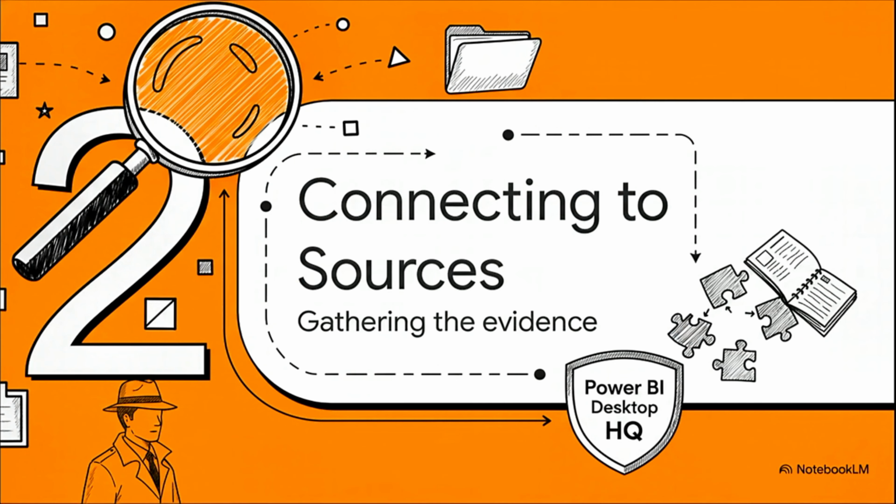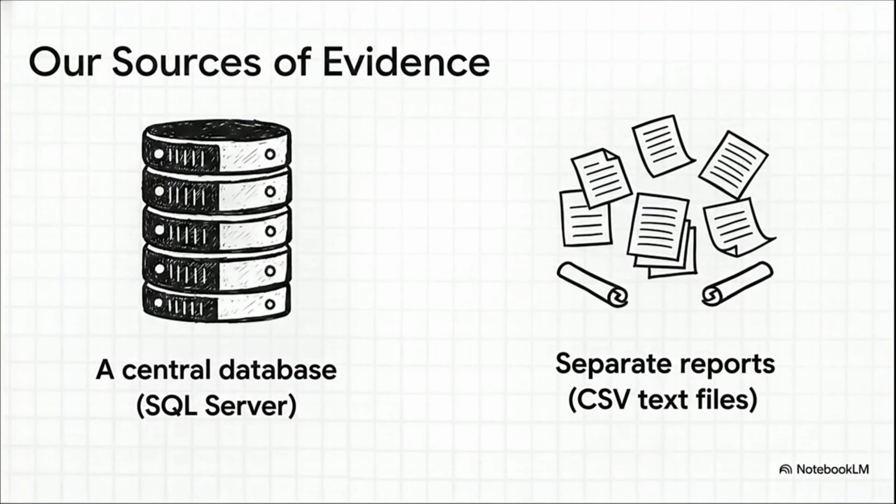Well, our number one tool for this investigation is going to be Power BI Desktop. Let's think of it as our detective headquarters. It's the central hub where we bring all the different pieces of the puzzle together into one single case file. Now, for this particular case, our clues are coming from two main places. First up, we've got a structured central database. You can think of this as the official record, the police report.